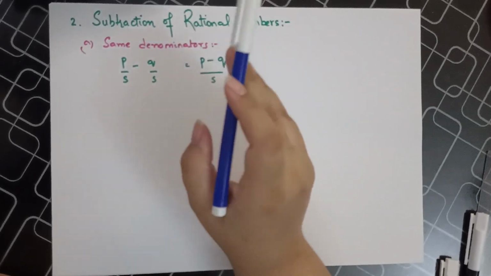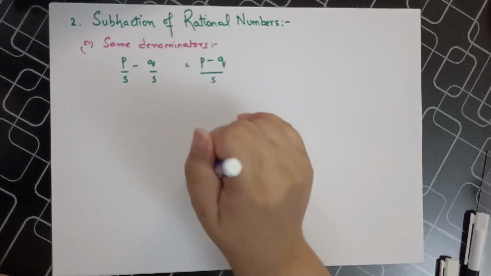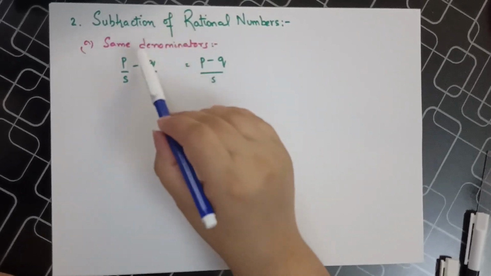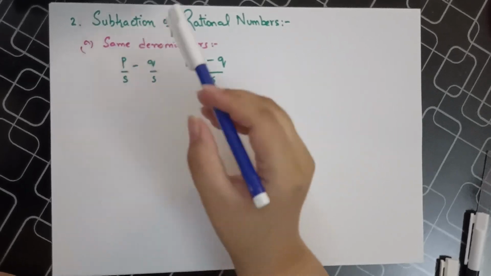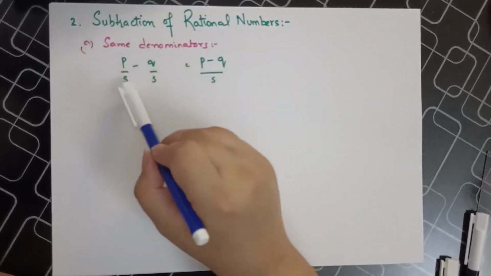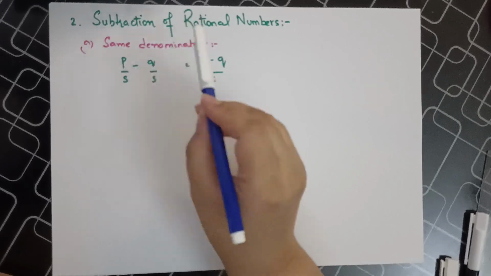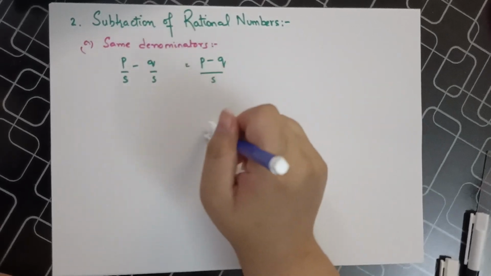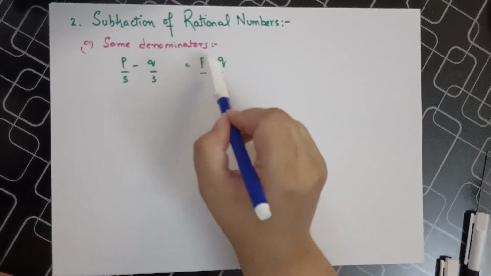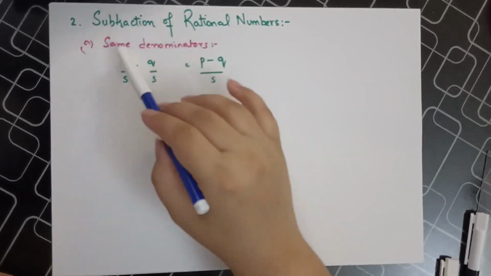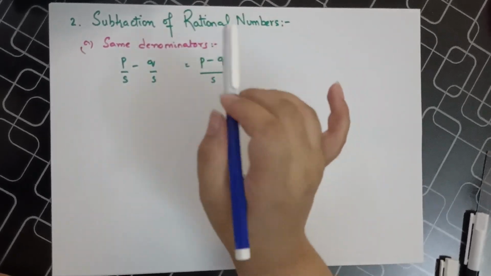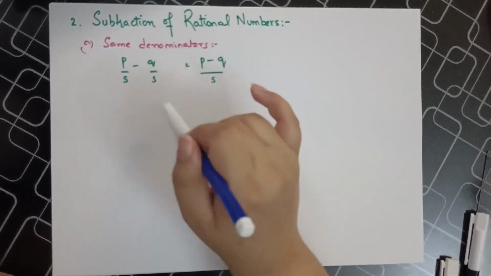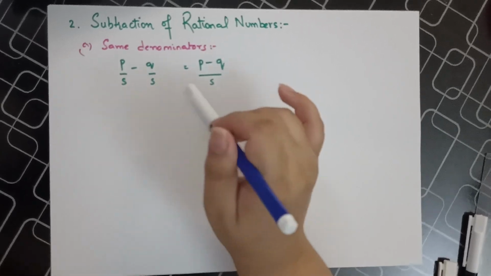Let's look at case number 1, where we have the same denominators. When we perform the subtraction of rational numbers, suppose we have two numbers like p upon s and q upon s. Both have the same denominator, so we take the denominator as common and write the numerators as they are with the subtraction sign between them. Right now these two are positive numbers. Let's discuss this with actual fractions.